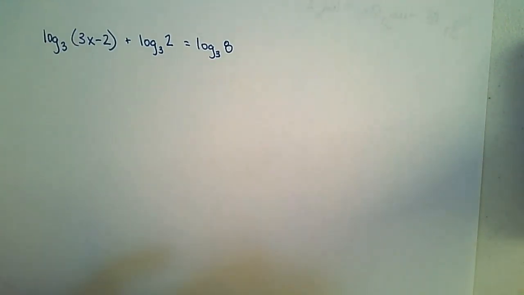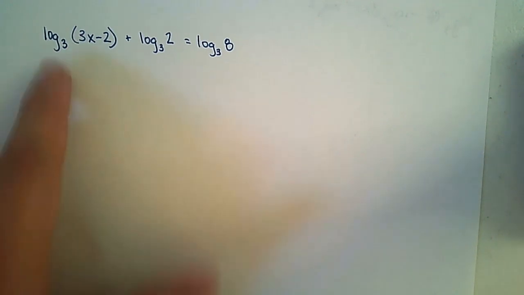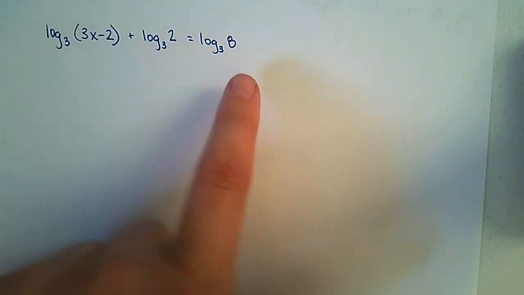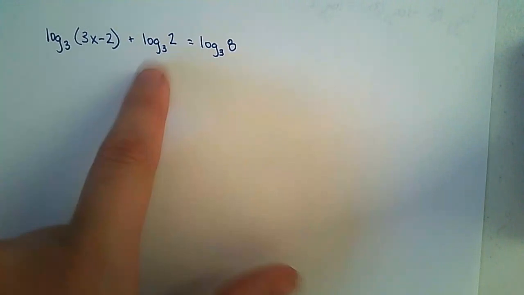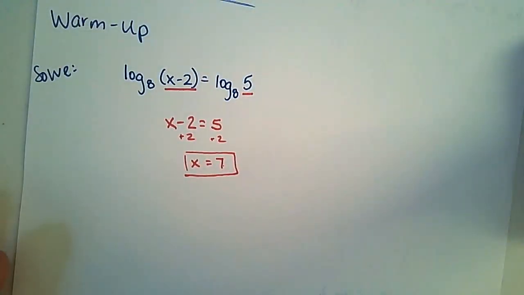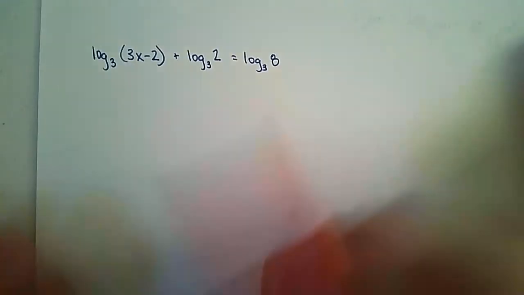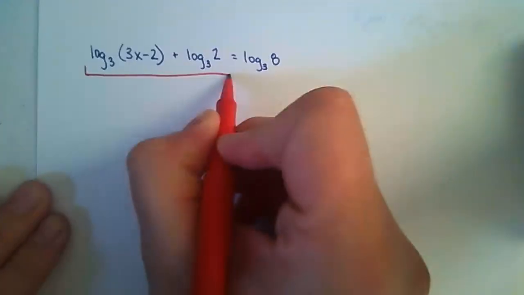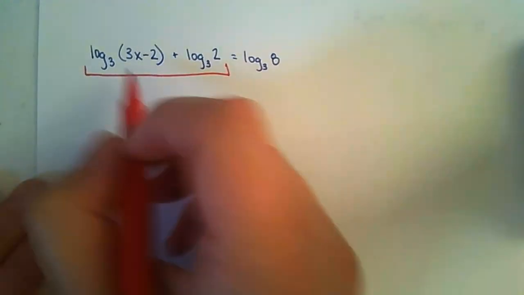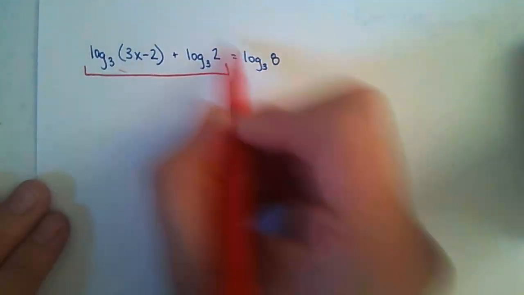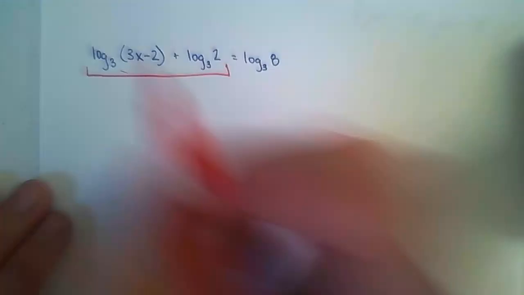Let's look at this problem right here. Again, I want you to notice that every single piece has a log attached to it, but it's not a log equal a log up here. So, similar to yesterday, we need to make it so a log equals a log. So we're going to go ahead and just like yesterday, we're going to condense this into one expression.